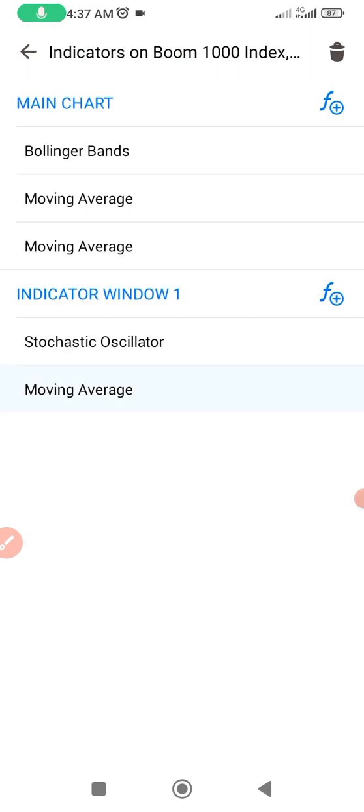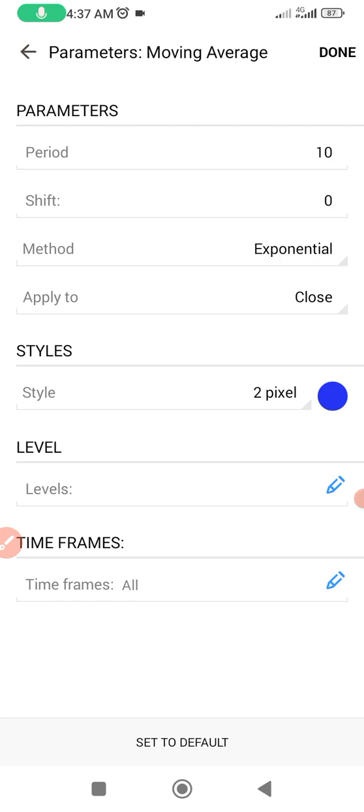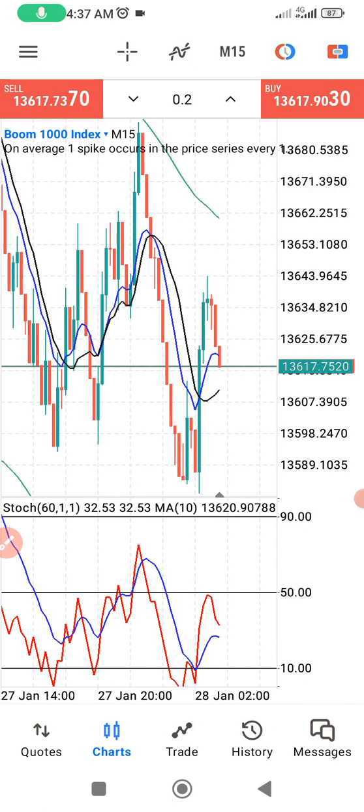Then you click on done, then you add your moving average 10 exponential to your indicator window 2.